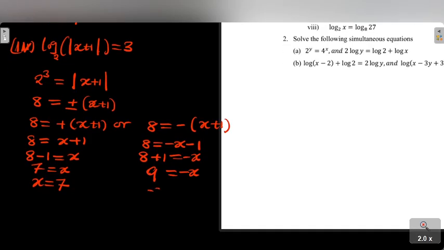So we can see that now we have negative x, which is equal to 9. So we're going to divide by negative 1, negative 1. Then we have the value of x, which is equal to negative 9. So therefore, we have x equal to 7 and x equal to negative 9. So that one becomes the answer for part 4.